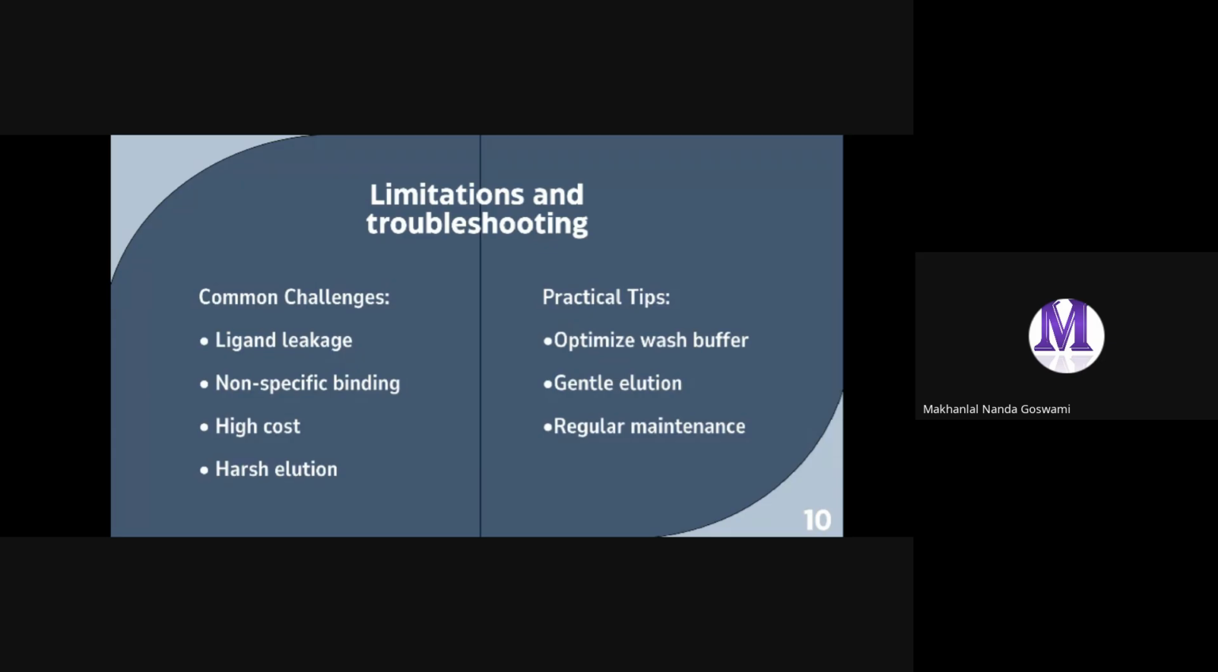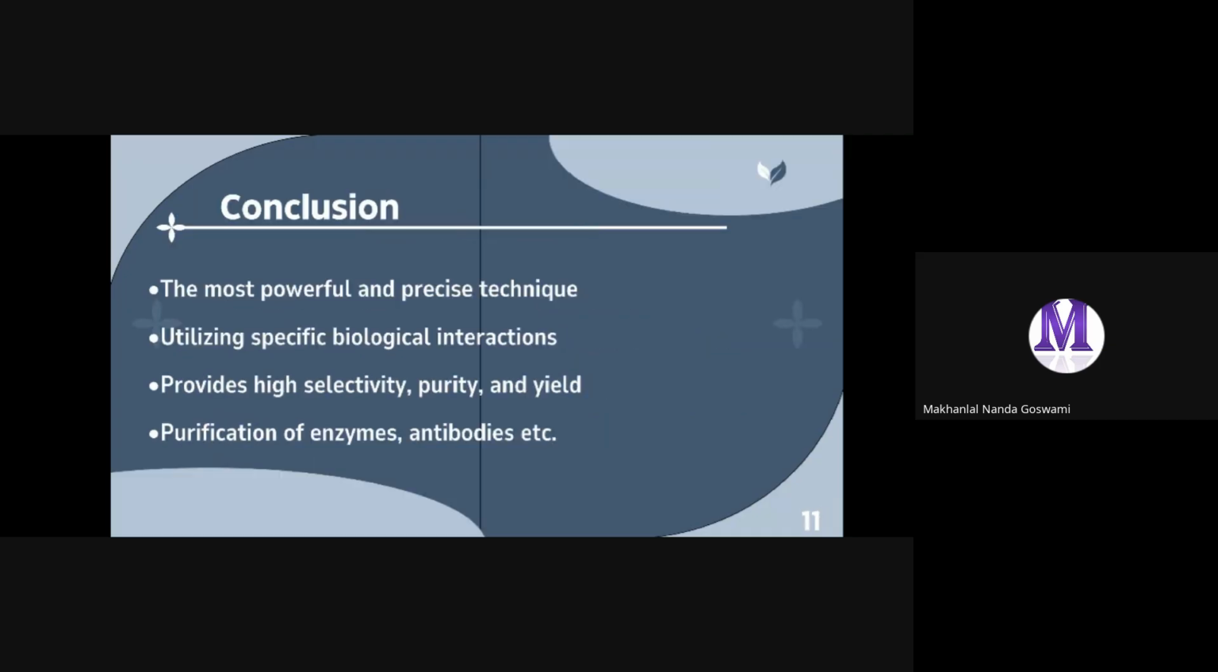So how can we prevent such errors? Some of the practical tips are given down. We can include mild detergents or salt for the process. Second, we can explore competitive binding to maintain target integrity or do gentle elution. Last one is proper storage, regular maintenance and sanitization, which can extend the column lifespan.